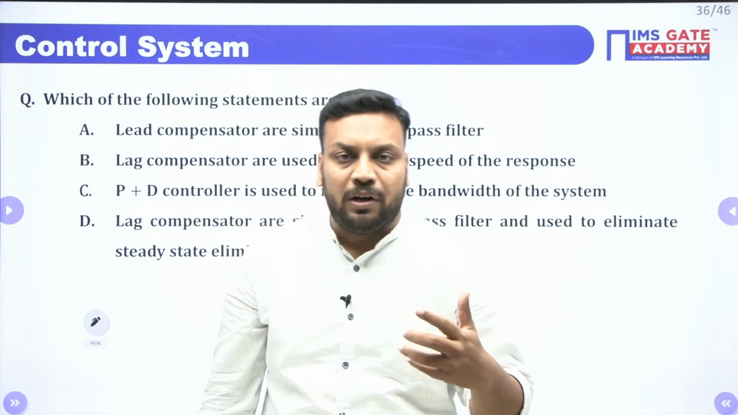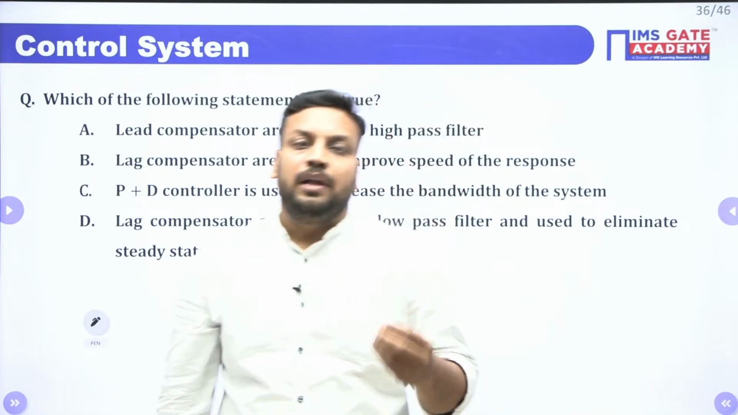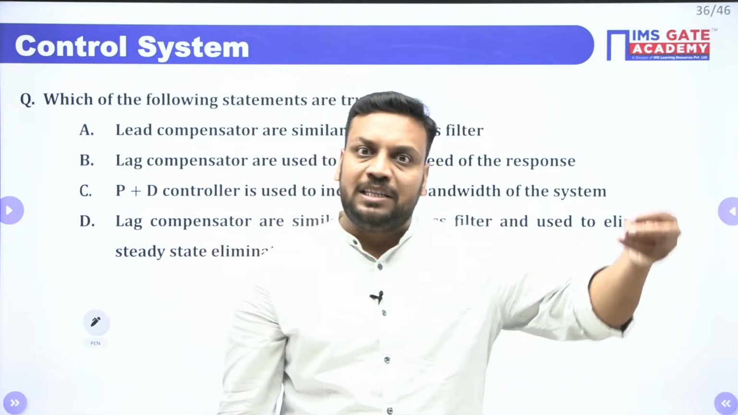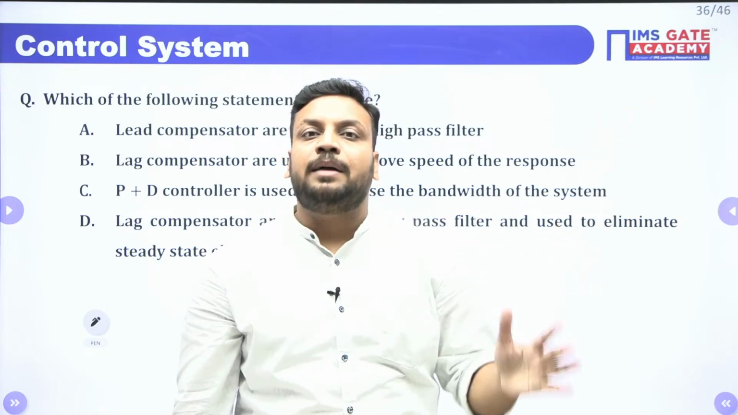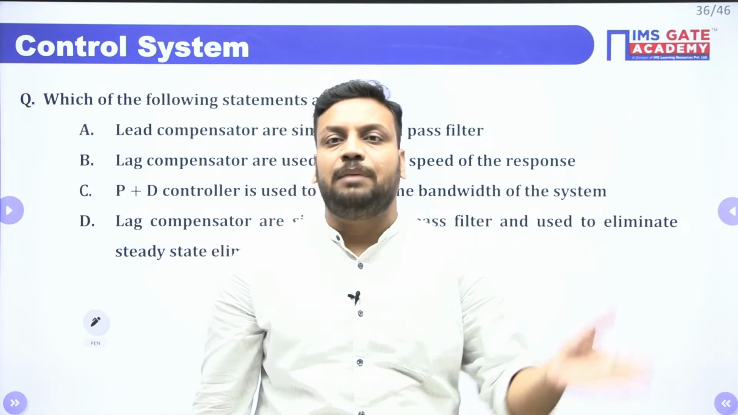I hope you all guys know this very well. If we talk about the lead compensator, rise time decreases. So lead compensator increases the bandwidth. Lag compensator decreases the bandwidth because rise time increases.